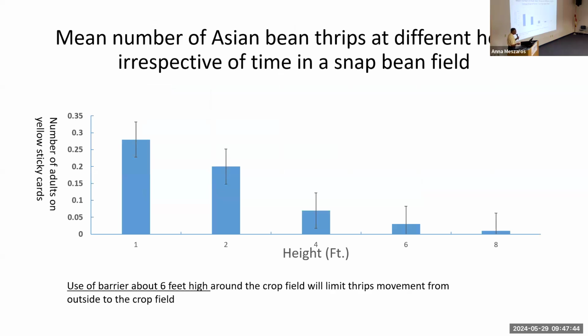This shows the height distribution. I did this work only to know how high they fly. We conducted this study by using yellow sticky traps in the field at different heights. And we found that most of them were below 6 feet, mostly 2 feet is their flight activity in the field. So if you put any barrier around your field, you may limit the abundance of these thrips at the beginning of the season. It will be helpful.